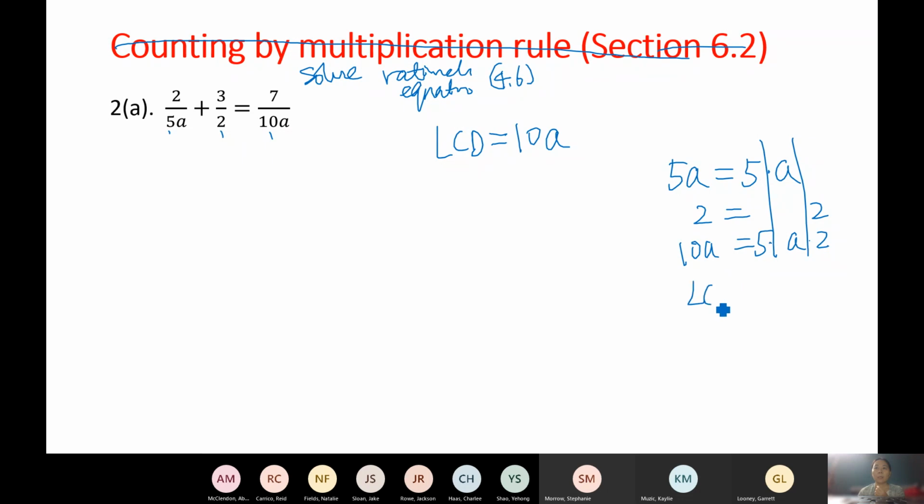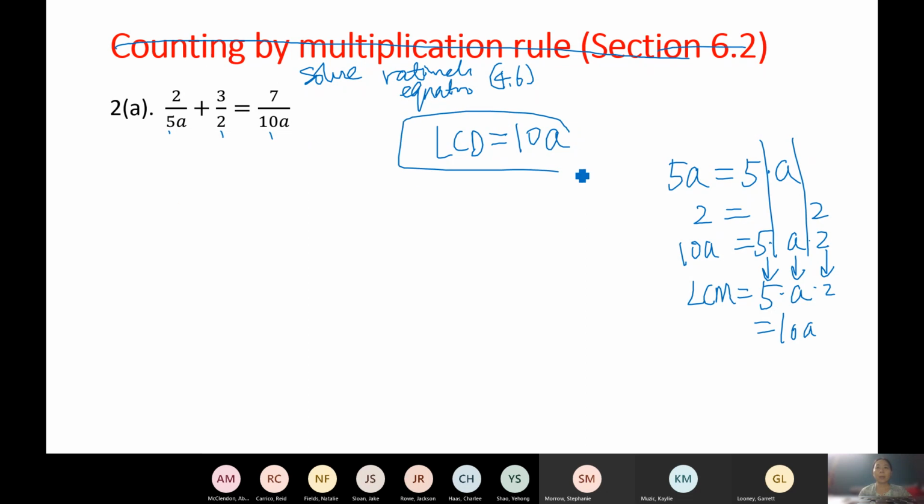And then you just bring one number or variable down from each column. So that's going to get you a 10A. Okay, so that's the slow way. But the quick way is look at the numbers and look at the variables.